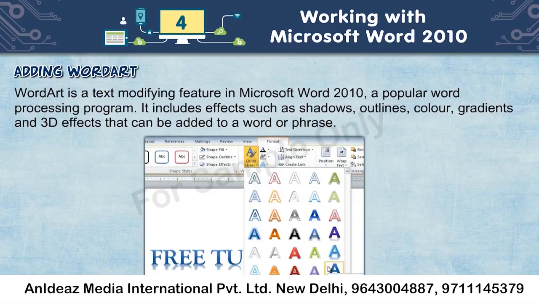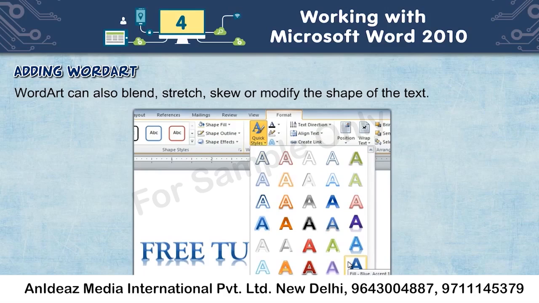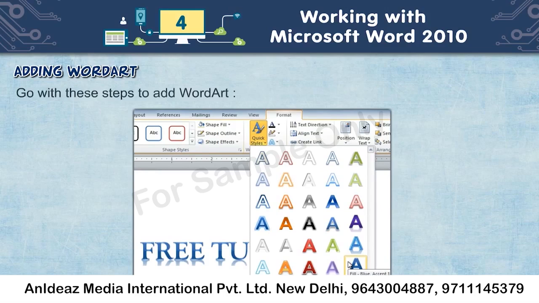Adding word art. Word art is a text modifying feature in Microsoft Word 2010, a popular word processing program. It includes effects such as shadows, outlines, color, gradients, and 3D effects that can be added to a word or phrase. Word art can also blend, stretch, skew, or modify the shape of the text.